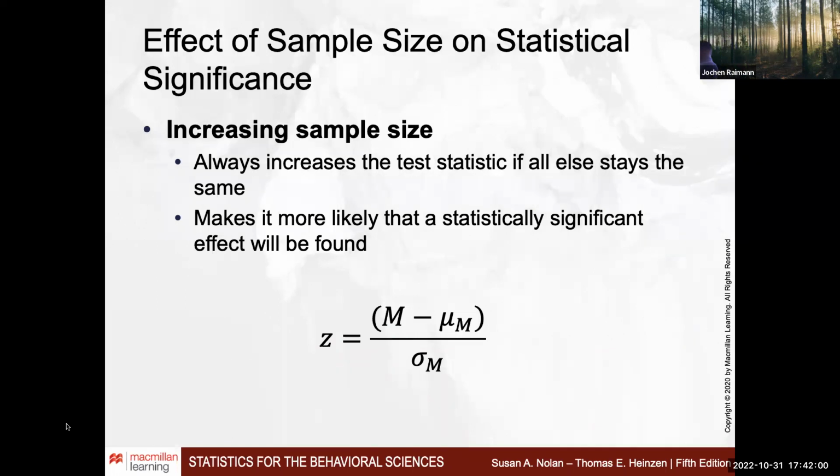So the standard error of the mean is calculated by taking the standard deviation from the population, dividing it by the square root of the sample size. That will lower your standard error of the mean. If the standard error of the mean is smaller, it will result in a greater z because the denominator is smaller, right? Even in the presence of an equal numerator.